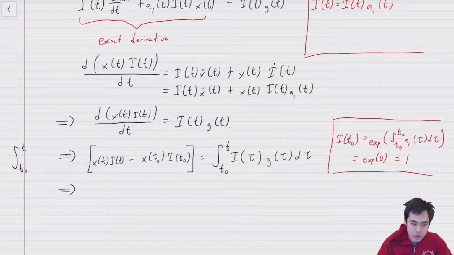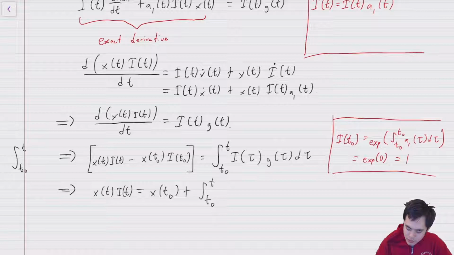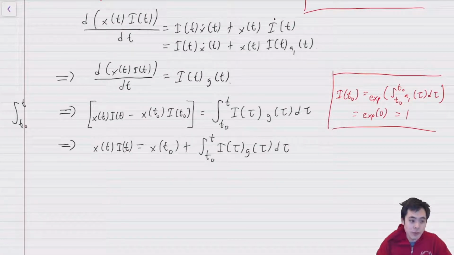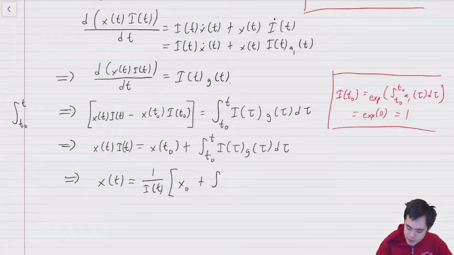So the next thing we can conclude is that x of t I of t minus x of t naught, let's move the x of t naught onto the other side, is equal to x of t naught plus the integral from t naught to t of I of tau g of tau d tau. We can divide out I of t on both sides, and so then that gives us x of t is equal to 1 over I of t times x naught plus this integral.